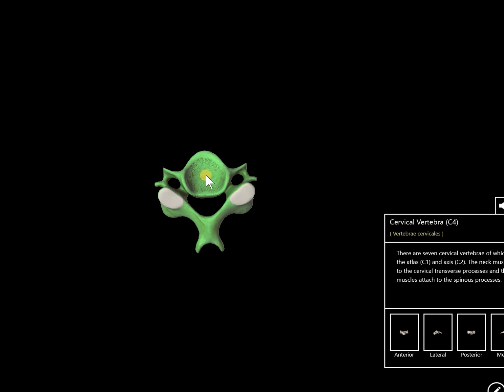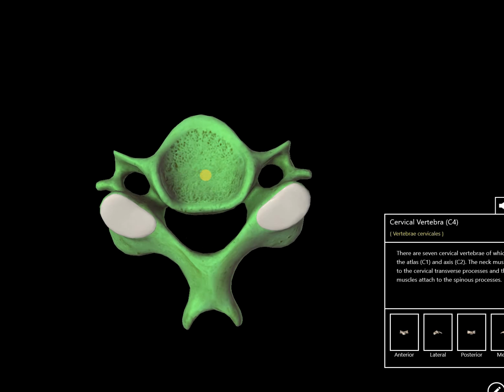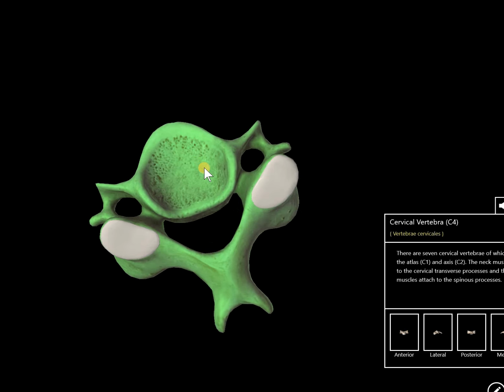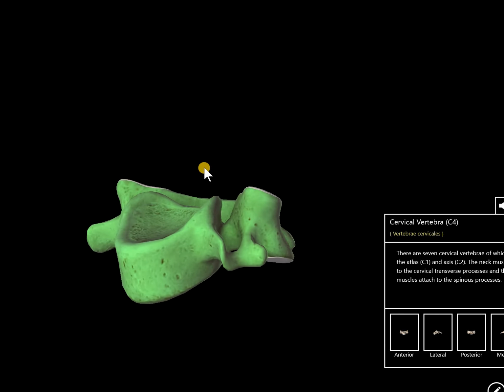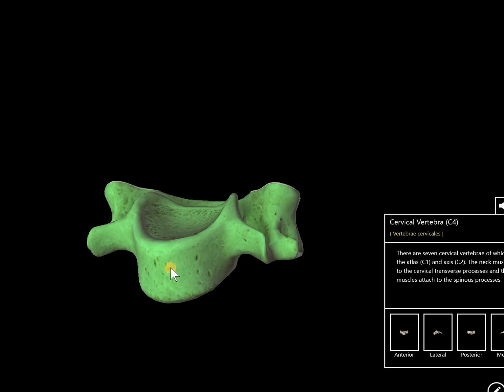Okay, there is the body. So all the vertebral bones have this big distinct body where the disc would sit right there. Now the disc is removed, but that's the body. All of this is the body, also known as the centrum.